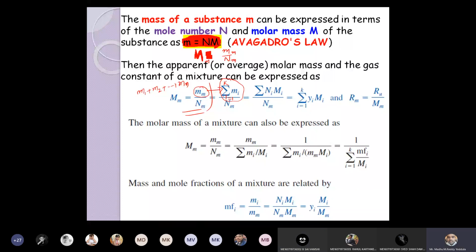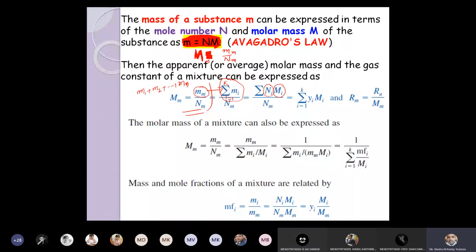Again, I am applying Avogadro's law. According to Avogadro's law, small m is equal to capital N into capital M. Agree? Therefore, small mi is nothing but ni into Mi. Same thing: mass of the substance is equal to molar mass multiplied by the number of moles. Till this step it is clear.